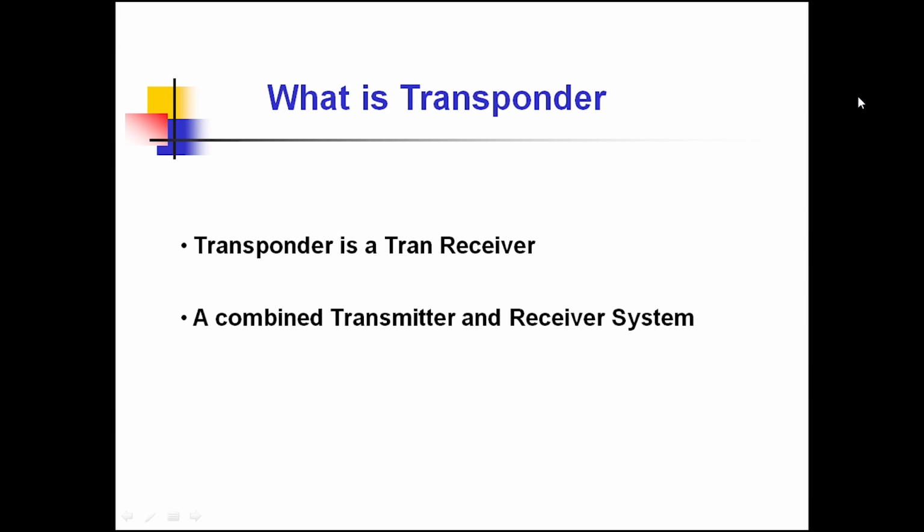The main functions of the transponder are to receive the uplink frequency from the transmitting earth station, amplify the received signal, and translate it into the downlink frequency. Again, amplification is done and the downlink signals are transmitted to the receiving earth station. The transponder contains filters which not only provide channelization but also help to eliminate interference.